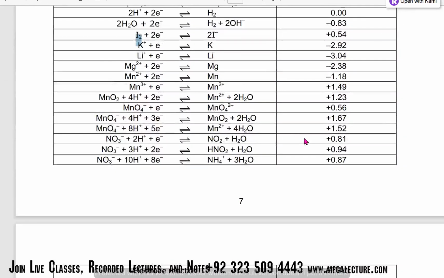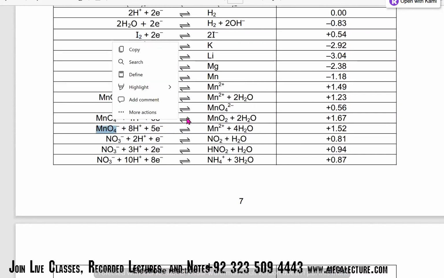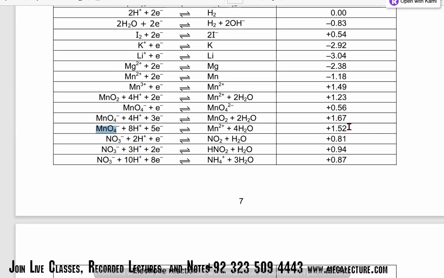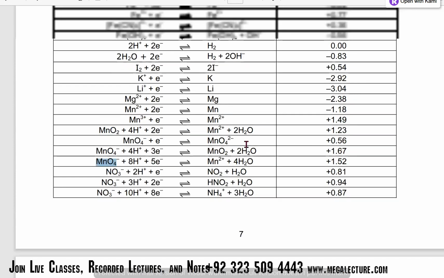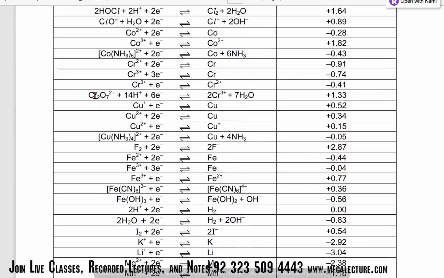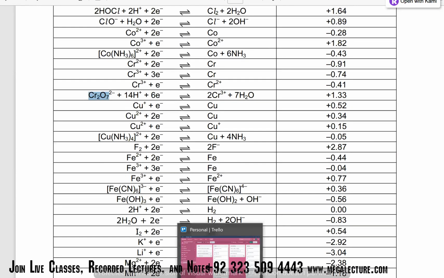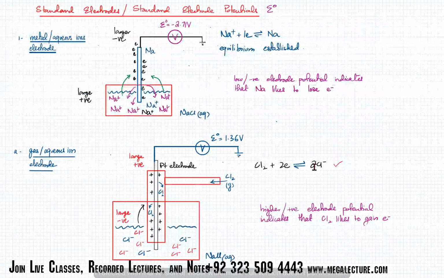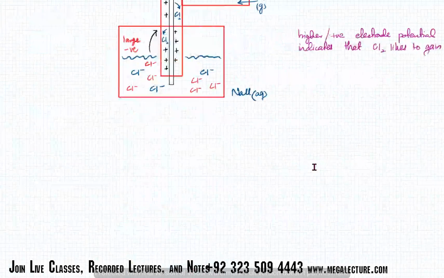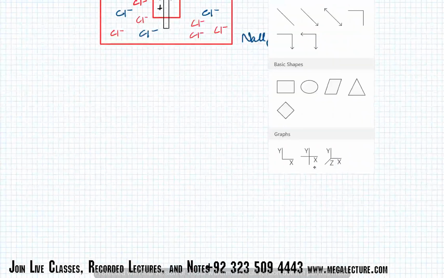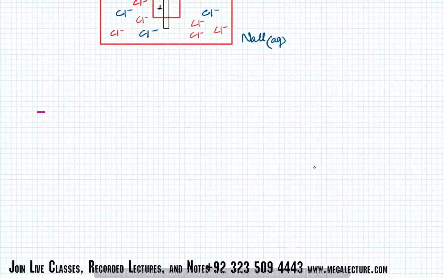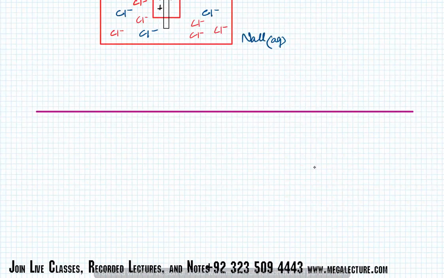You've got KMnO4, this one. It's a very good oxidizing agent, so that's got a higher potential because it likes to gain electrons very, very strongly. So KMnO4 is a good oxidizing agent. You've got Cr2O7 that also has a pretty high potential. That means it likes to really gain electrons. Okay? So we've got a scale of potentials, different potentials that could be measured, and you can figure out the relative tendency for what the substance likes to do.